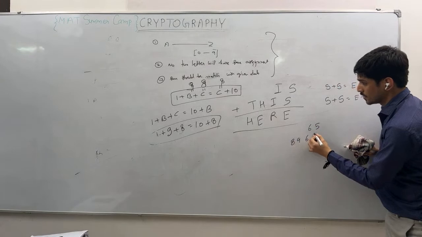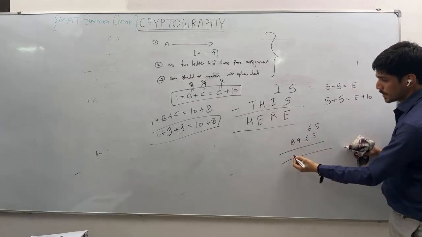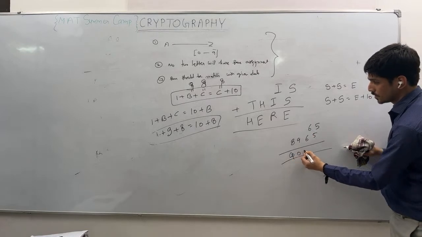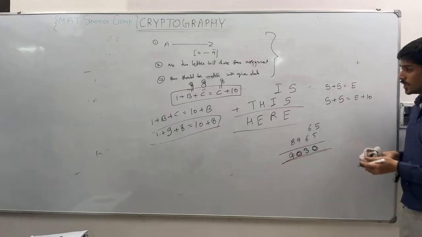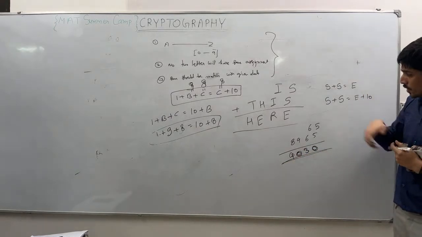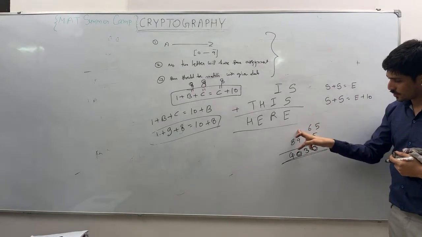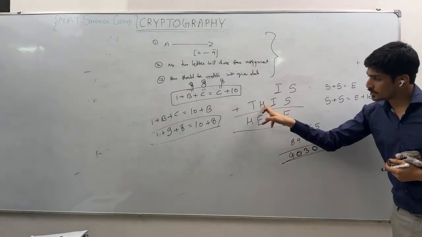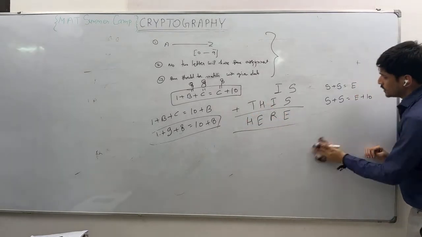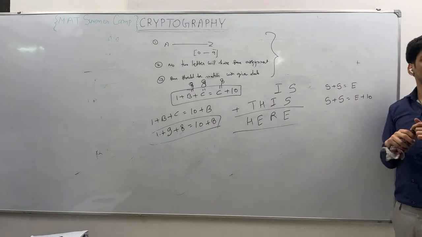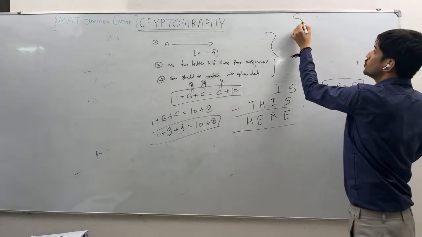8, 9, 8, 9, 6, 5. So the final answer: 9, 0, 9, 0, 3, 0. See, is it clear? Is there any number repeating? 5, 5, 0, 5, 5, 10, 1, 6, 7, 13, 1, 9, 0, 1, 8, 9. This is also the same. So you can apply this method. Logically, S plus S equals E. So if you have solved this, you can try this one also.